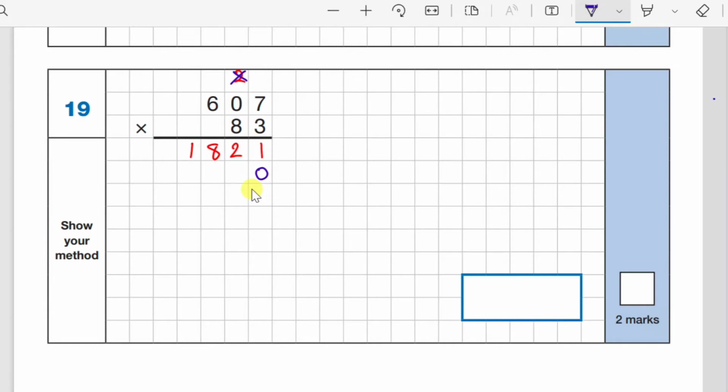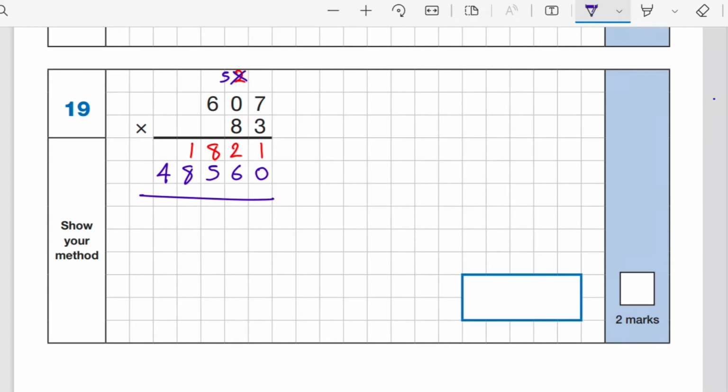So let's multiply everything by 8 now. So you've got 8 times 7, that's going to give us exactly 56. So 6, and then carry the 5, so I'm going to put the 5 up here. 8 times nothing is 0, plus 5 is 5, and then 8 times 6 is going to give us exactly 48. There's no remainder, so 4, 8.